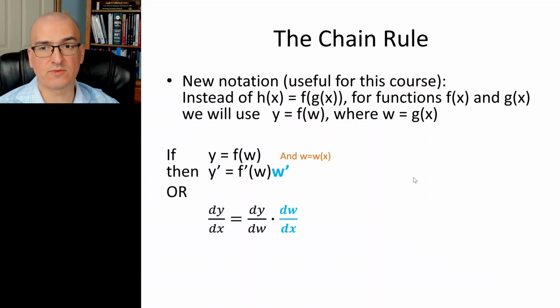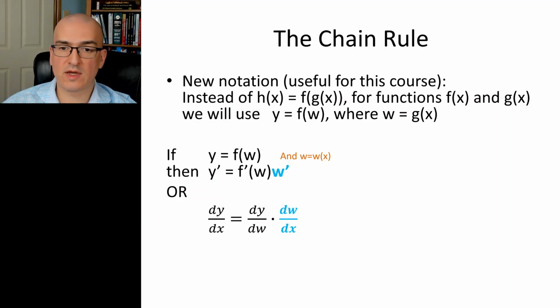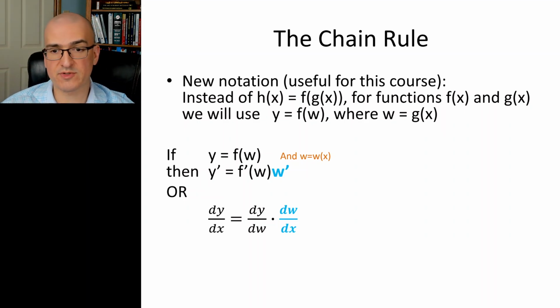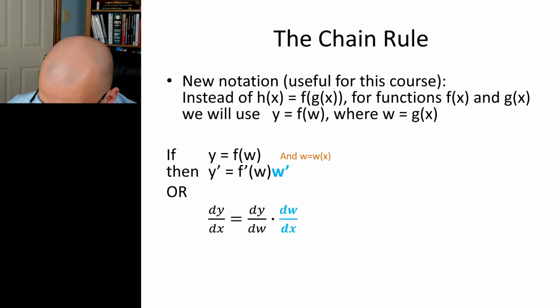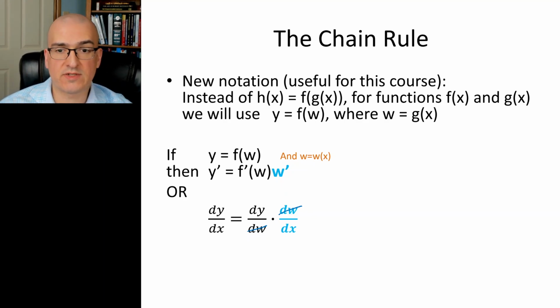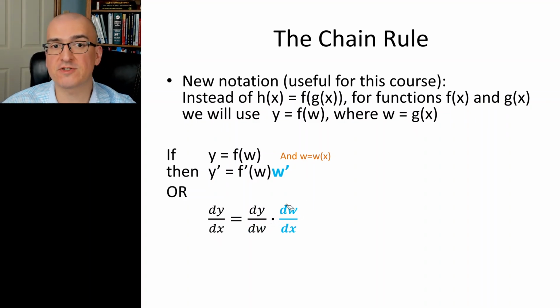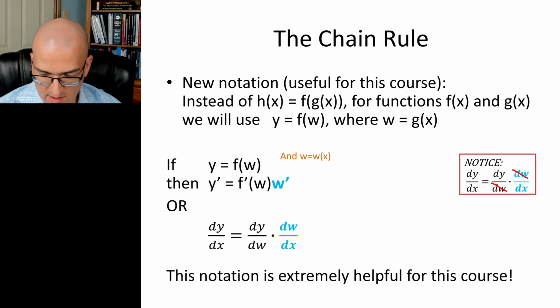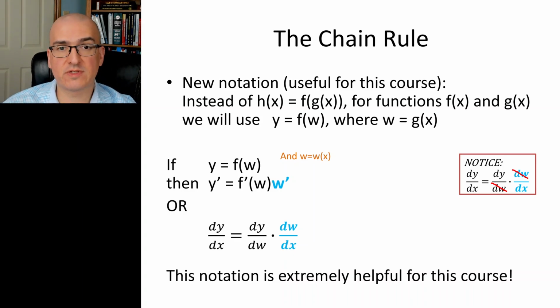Another way to write the chain rule is to say that the derivative of y with respect to x is equal to the derivative of y with respect to w multiplied by the derivative of w with respect to x. This format is nice because if you cancel the dw's top and bottom and think about these as fractions, you get dy by dx on one side and dy by dx on the other side. So it has that nice feature. There's some other benefits to using this notation that will be apparent later on as we move through the course.